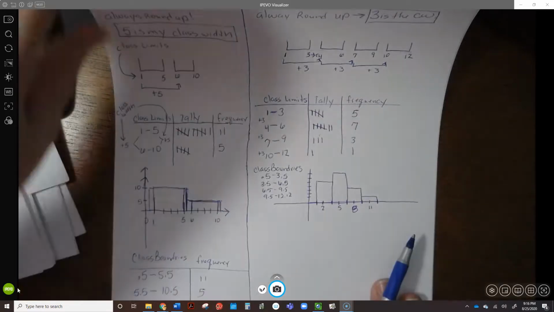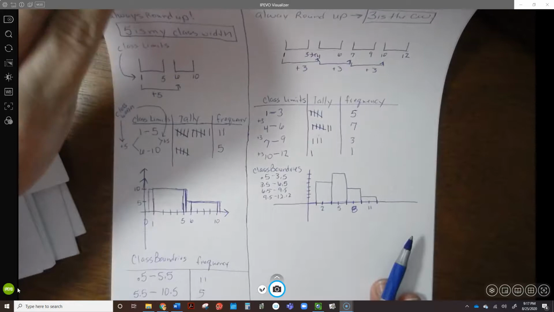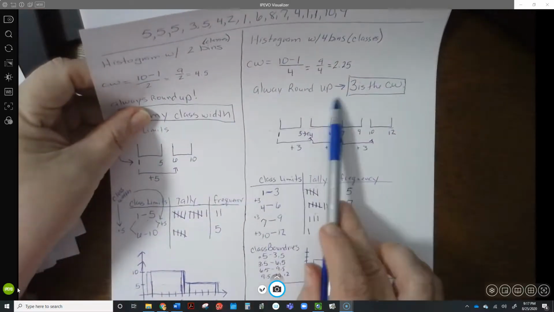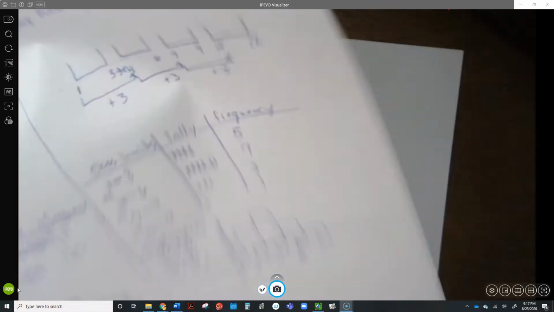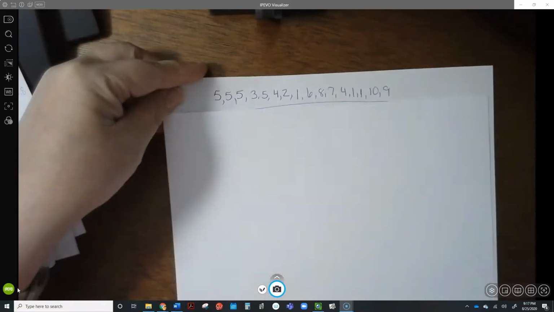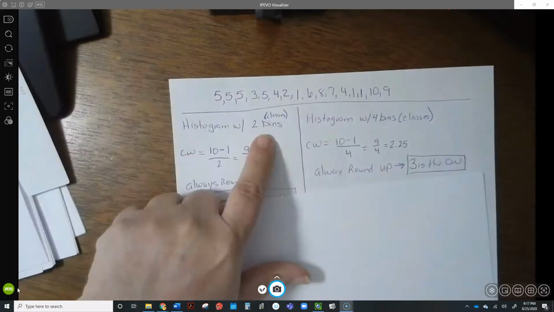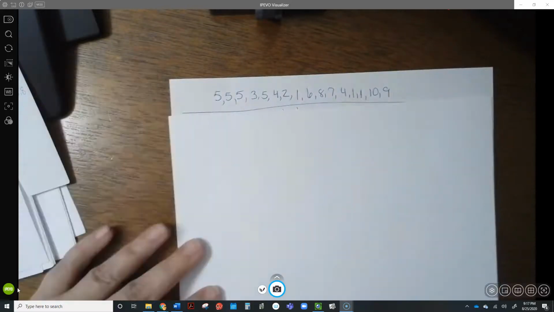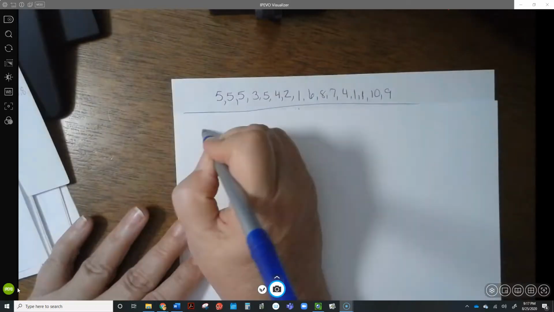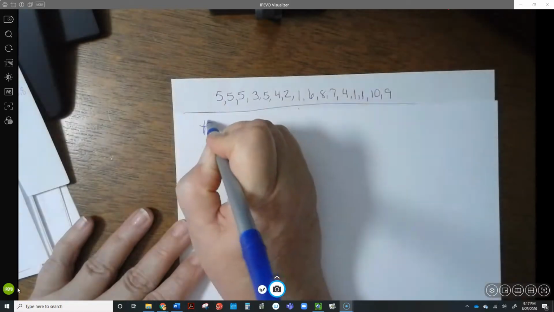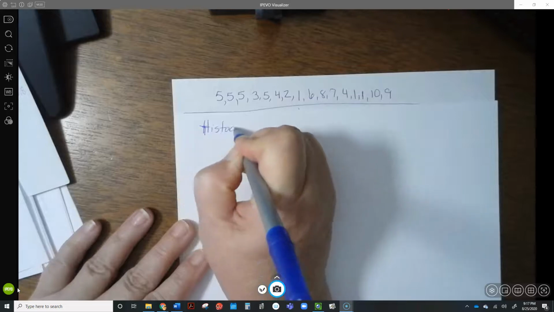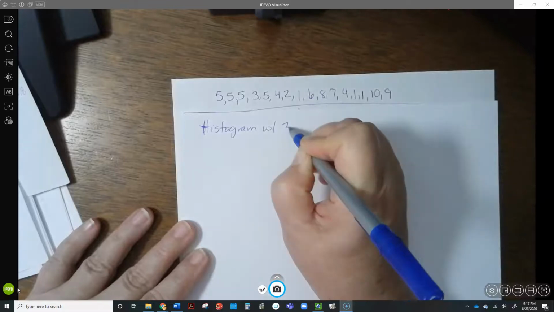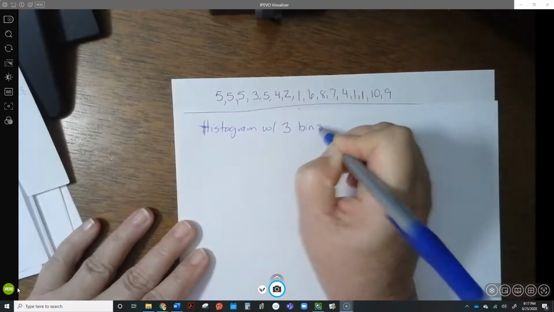Let me show you. I know you're like, okay, I get it now, but I do want to show you what's important about this rounding rule where I say always round up. So I want to show you what happens. We've done 2 bins and we've done 4 bins. Let's do 3 bins right quick, okay? I want a histogram with 3 bins.